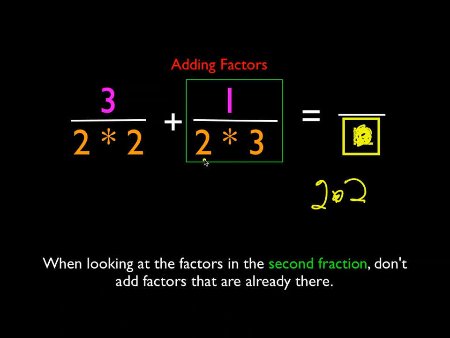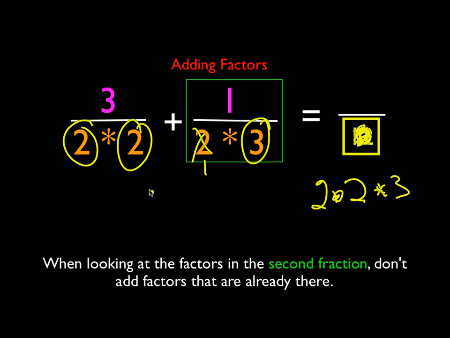Now I say, oh, I need a 2, but I've already got a 2, so I don't have to put that one in again. I need a 3. I don't have one, so I add a 3. So what I end up with is this factor and this factor in the common denominator, but not this factor because it's repeated back here. So we're removing repeated factors from the second fraction. We need both of these 2s, but we don't need this 2 once we've already had a 2.